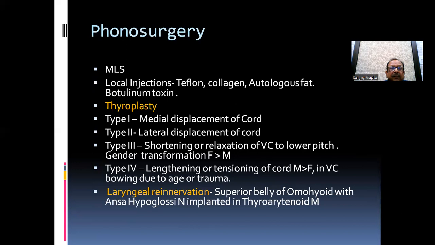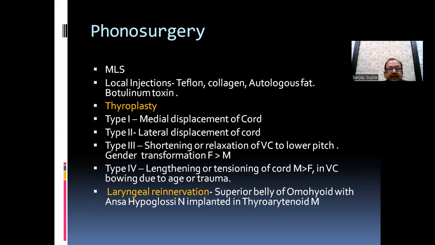Type 1: when the vocal cords are in an abducted position, medial displacement of the cord or medialization of the cord can be done, type 1 thyroplasty. Type 2: when the vocal cords are in midline or paramedian position causing stridor, lateral displacement of the cord is done by arytenoidopexy. Type 3: shortening or relaxation of vocal cord to lower the pitch.